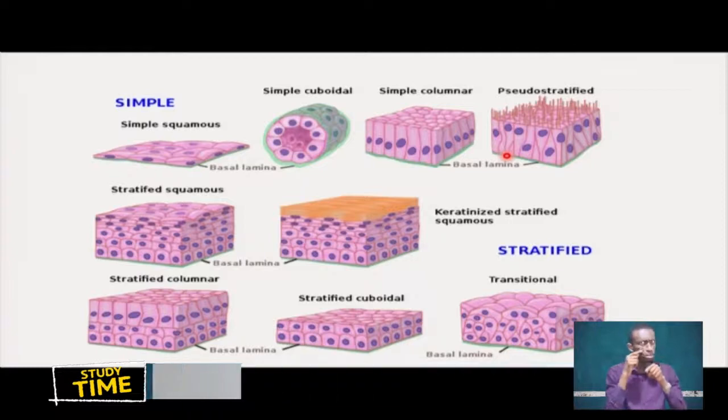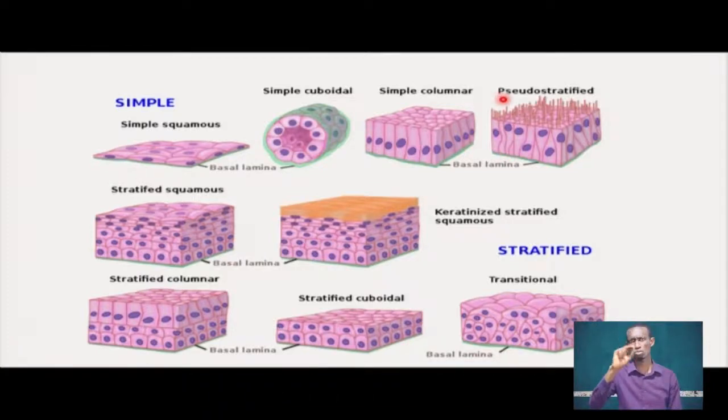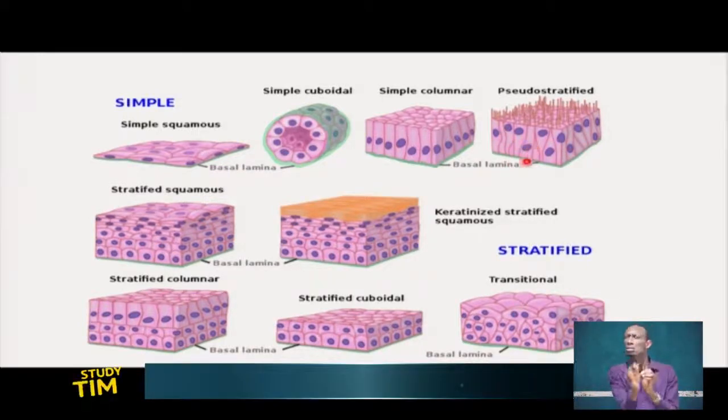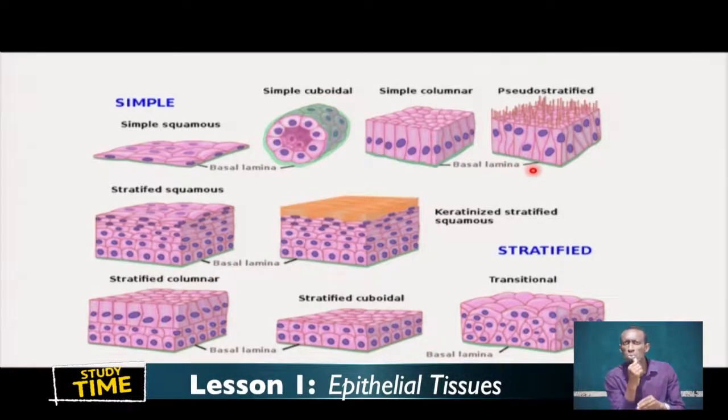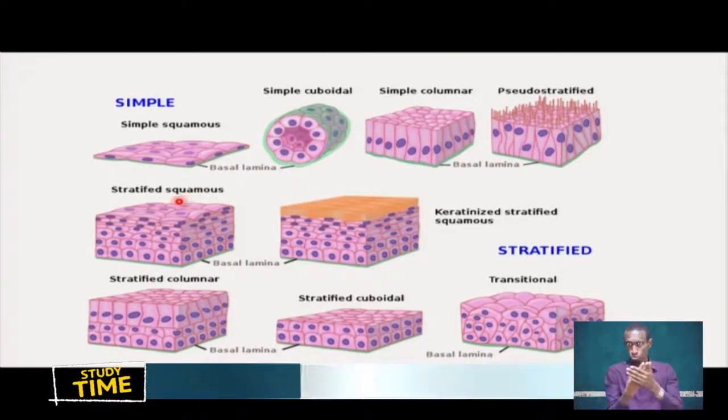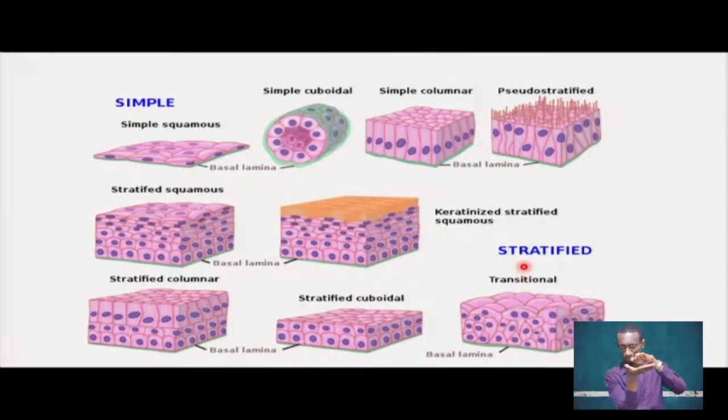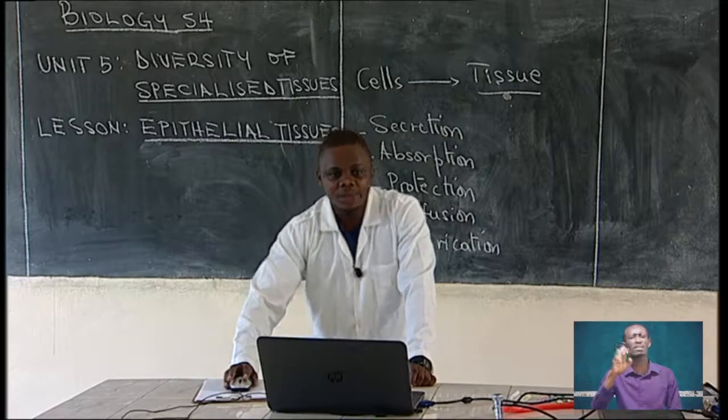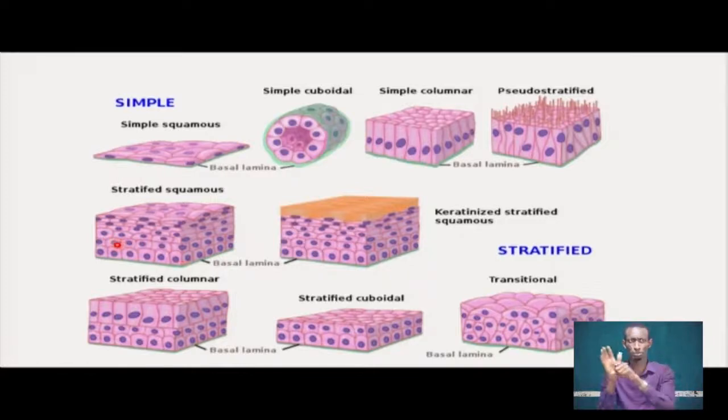Then we have what we call pseudostratified. Pseudo, that means false. When you see these cells, you may think that these are many layers. But in actual sense, it is just one layer where cells are attached to basal lamina or basement membrane. Then when it comes to stratified, that's where we see multiple layers. 2, 3, or more than 3 layers. Like you see here, this is a layer, this is another layer, this is another layer. So stratified squamous, that means many layers, flat cells.